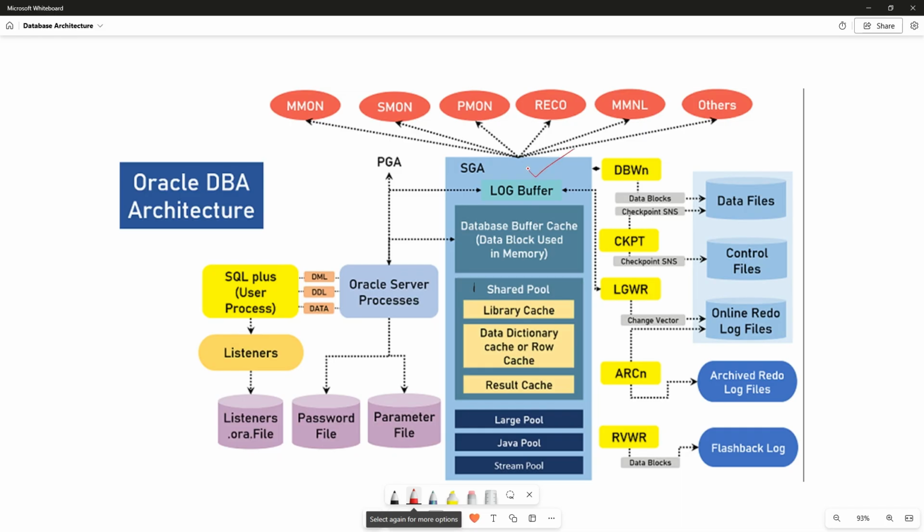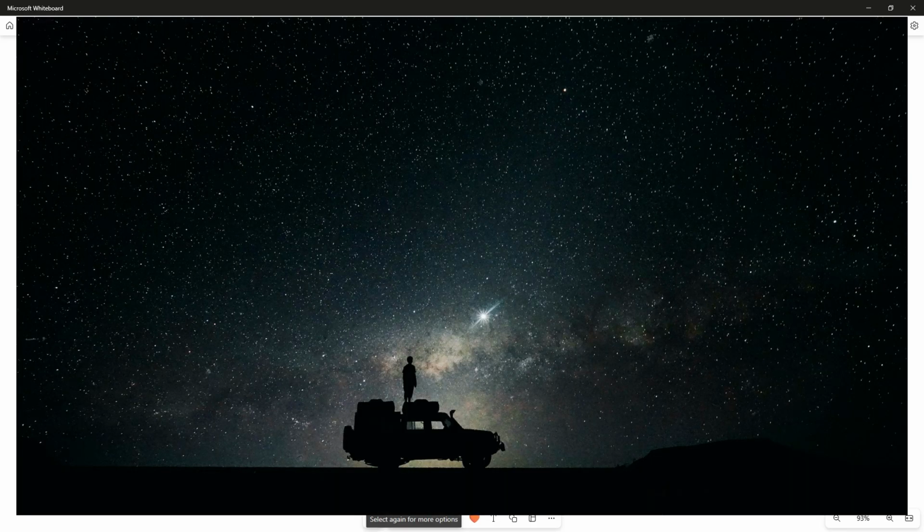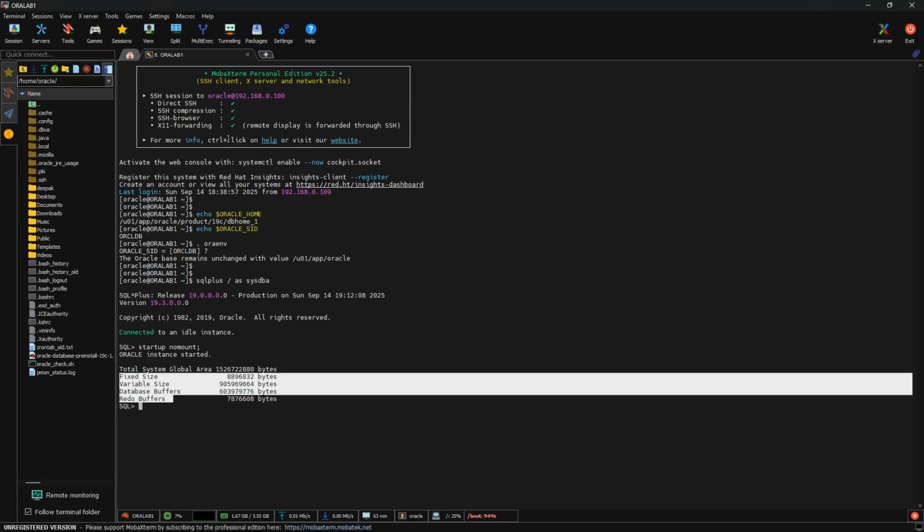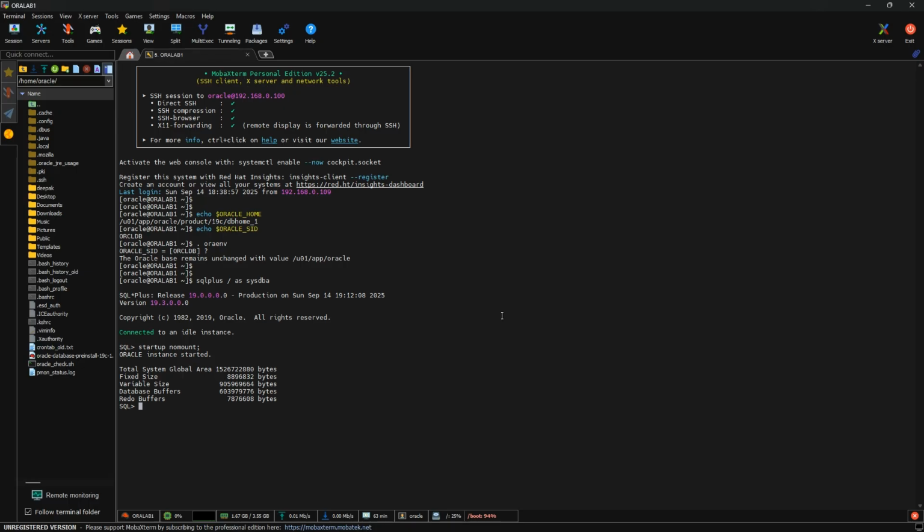So then what is next? We have background processes. When you start up a database, along with the SGA, background processes are also started. So let's see what background processes started. In your Oracle database, we have just started the instance, right? Right now the database instance is in a nomount state, which means the instance is started. So let's see whether the processes are started or not.